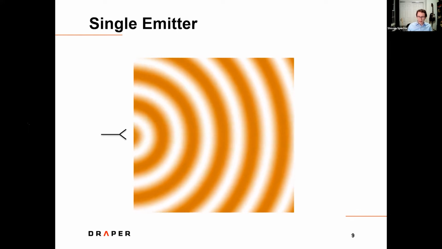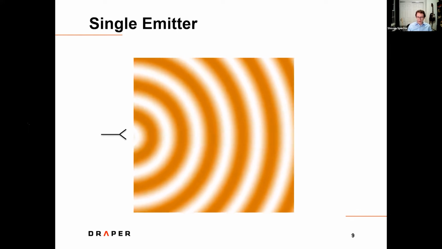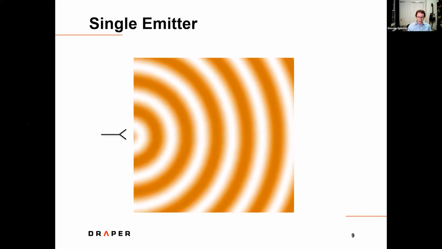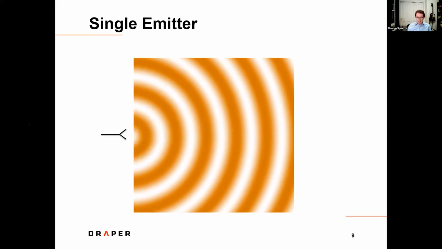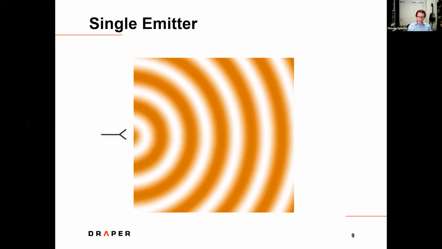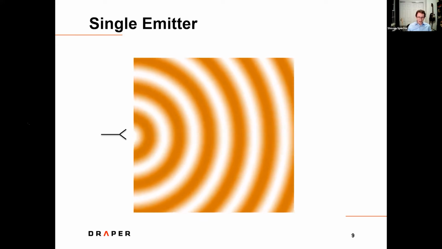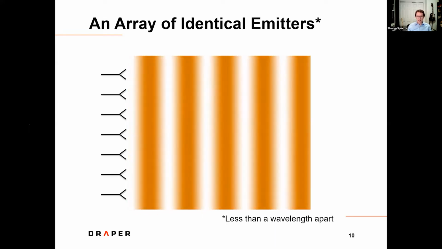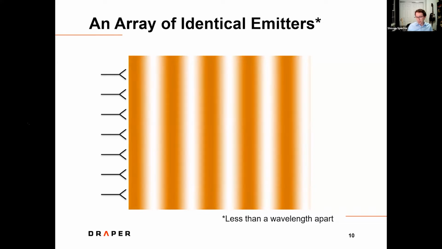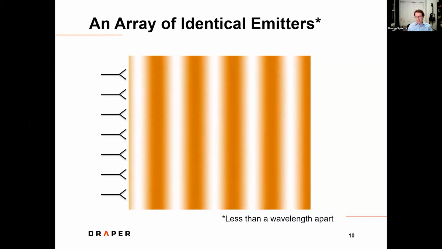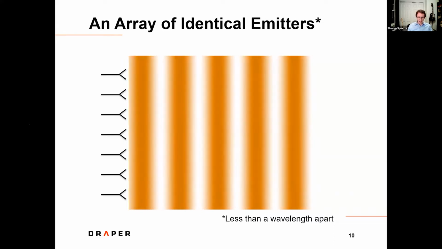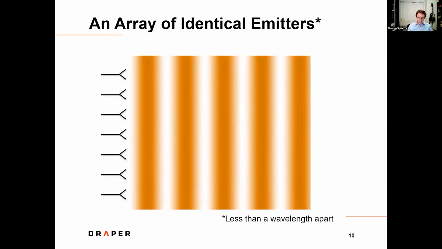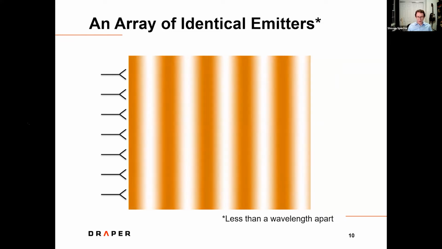So let me describe how a phased array works. If you start with a single emitter of light, a single antenna, you get a spherical wave coming out of it, just like if you dropped a rock into a pool. So light's diverging in all directions. If I place an array of identical emitters, and they're less than one wavelength apart, and I'll talk about longer wavelength or greater spacings in a minute, but at less than one wavelength apart, everything's continuous.